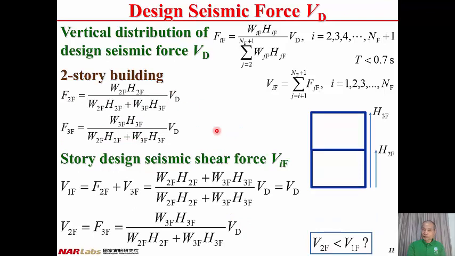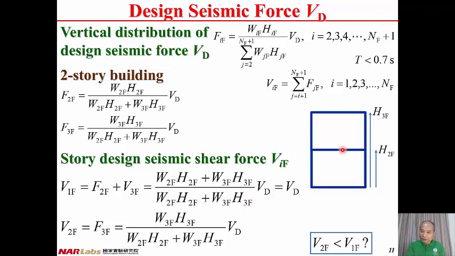Once we have the story seismic force for the second floor and for the roof, then we can have the story design seismic shear force, V1F. V1F is the shear force at the first floor. Therefore, V1F equals F2F, the seismic force at the second floor, plus F3F, the seismic force at the roof. The summation then results in V1F equal to Vd.